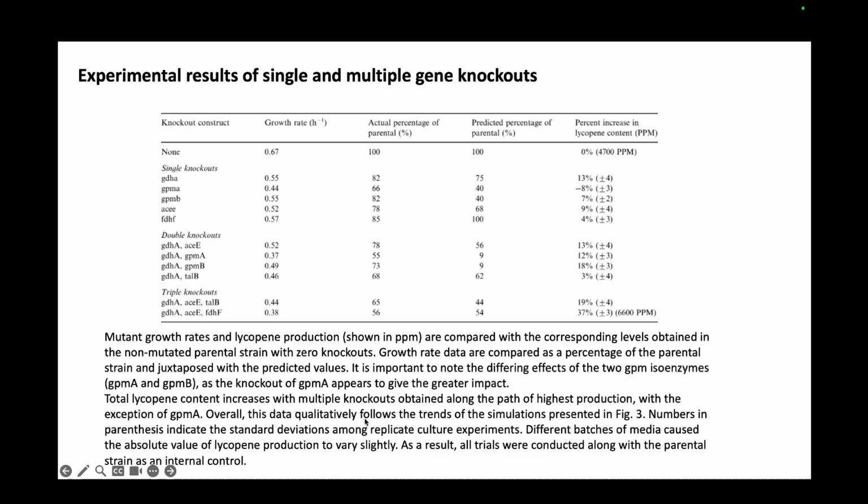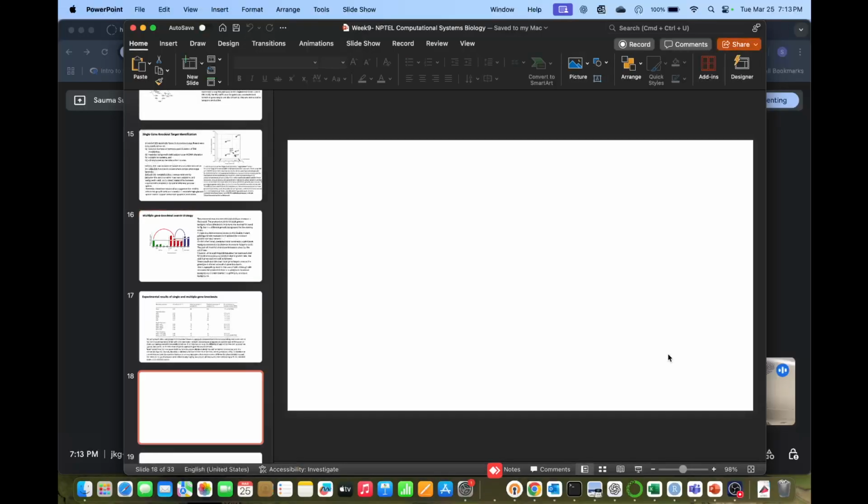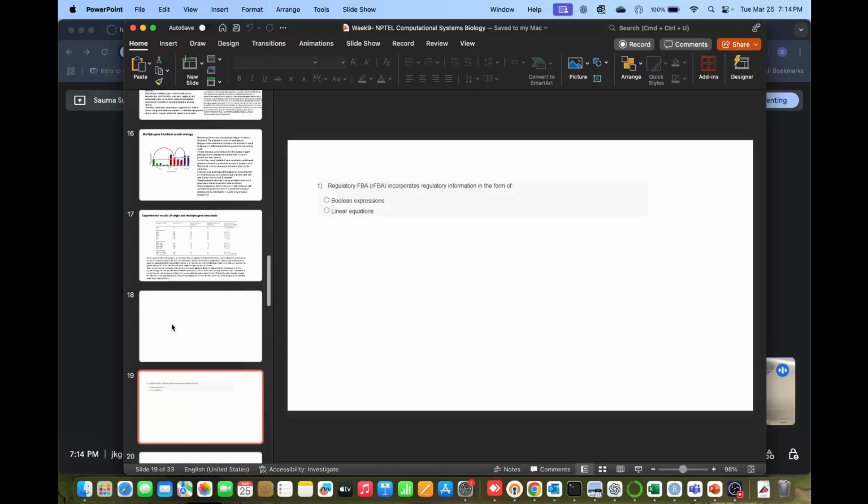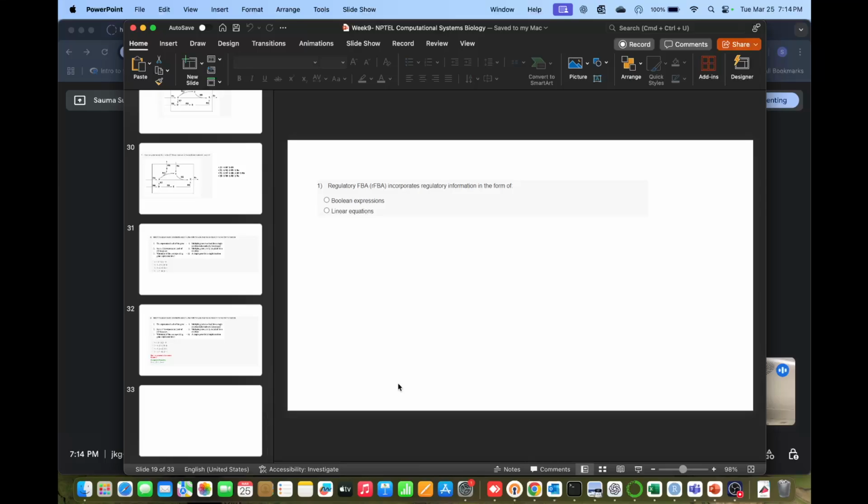Overall, this data qualitatively shows the trends of simulations as predicted. These are your SDs, so you have to account for this as well. But the idea is multiple gene knockout can increase your lycopene production. Okay, so that is all in terms of discussion. Now we'll move to the questions. I'll keep the slide on screen for a couple of minutes and then we can discuss.